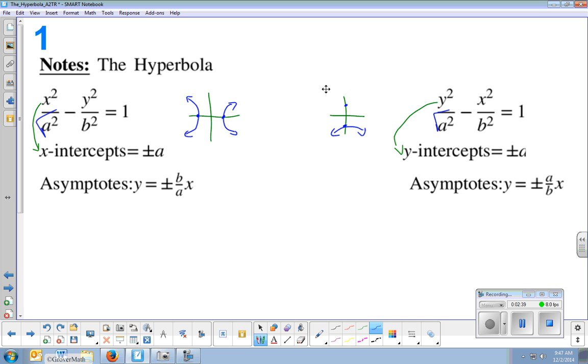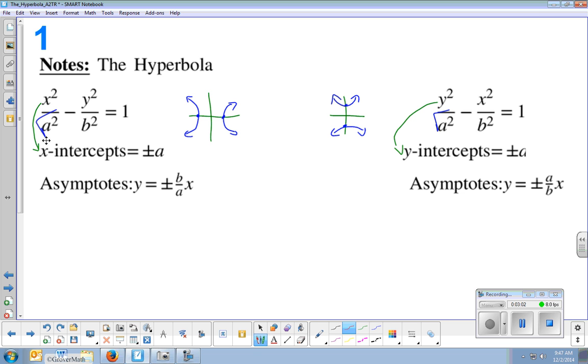So these are really rough sketches here, but I think you can get a picture of what this is supposed to look like. So these are your two hyperbolas. Like I said, it just looks like this one turned 90 degrees. And do you have x-intercepts or do you have y-intercepts? It all depends on what your lead variable is.